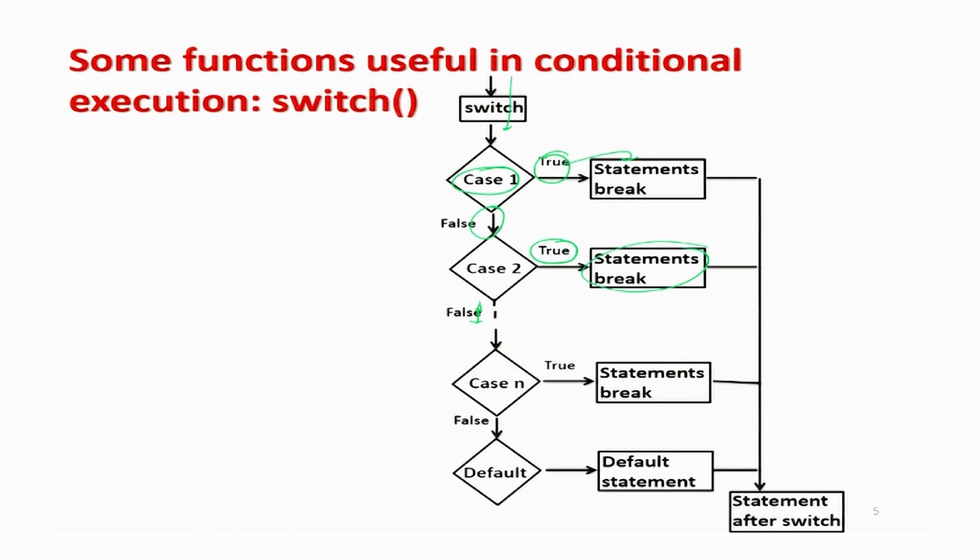And suppose there are a small number of cases, and at every place the switch finds only the false outcome. Then finally, whatever is the default, that default statement will be executed, right. So, this is the way the switch will actually work.